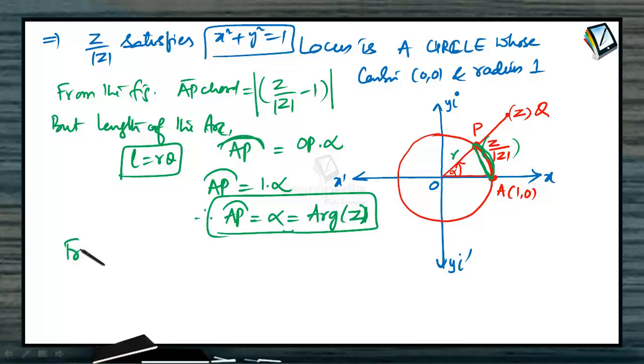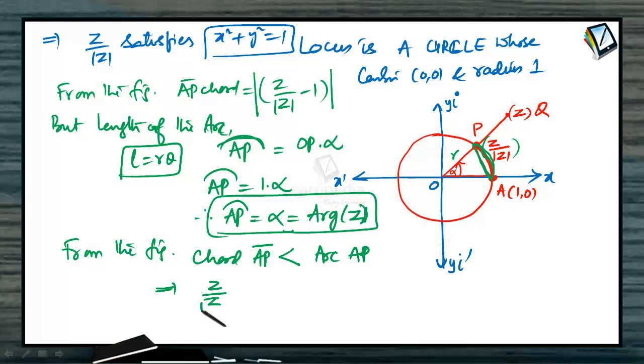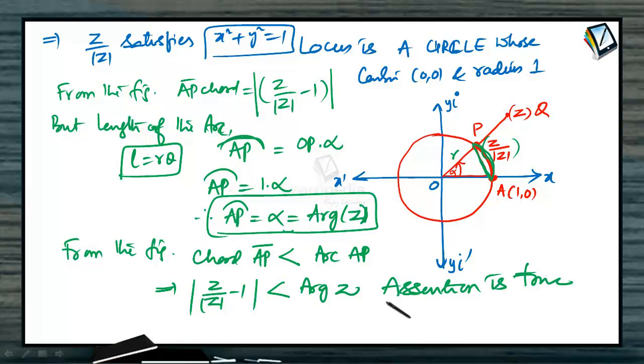Now from the geometry, from the figure, the chord AP of the circle is obviously less than the arc AP. The chord AP equals the magnitude of z by mod z minus 1, which is less than the arc AP, which is nothing but the argument of z. Hence what we can conclude is that the assertion is true. That is, the given statement is true.